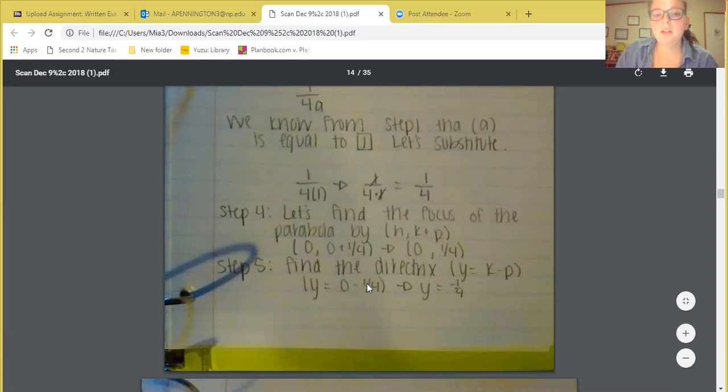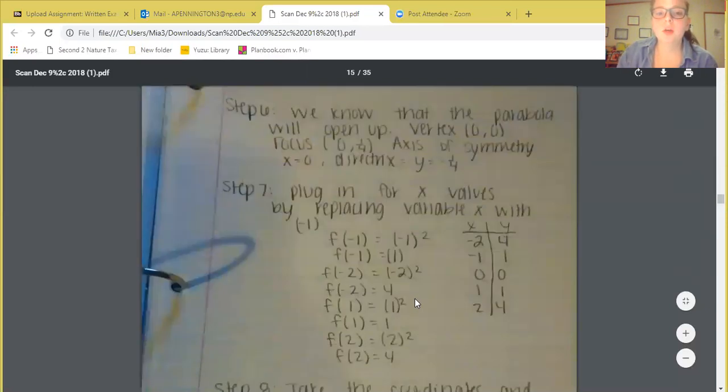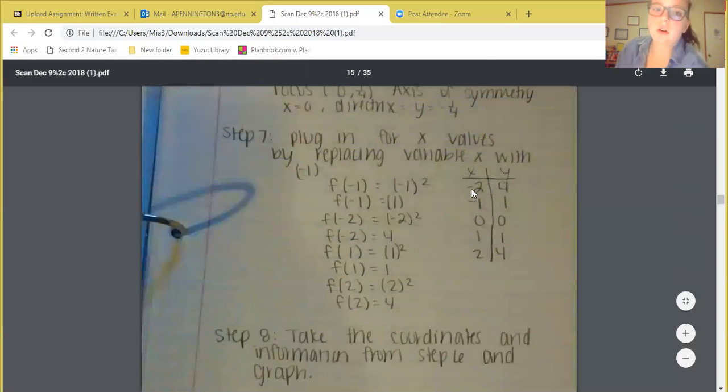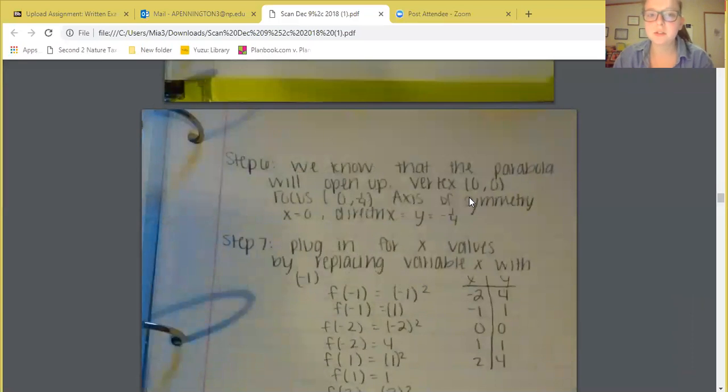Now we need to find the directrix of y equals k minus p, and that is y equals 0 minus 1/4, giving us y equals negative 1/4. Now we have our information. We know that the parabola will open up. The vertex is the 0, 0 coordinate. The focus coordinate is 0 and 1/4. The axis of symmetry is x equals 0. That's very important. And the directrix equals negative 1/4.